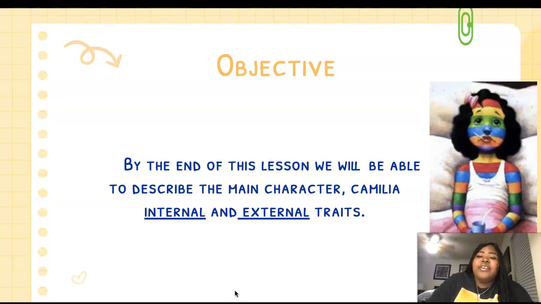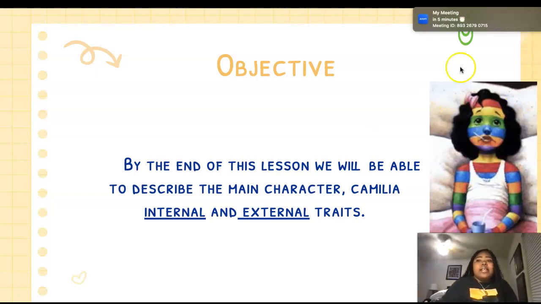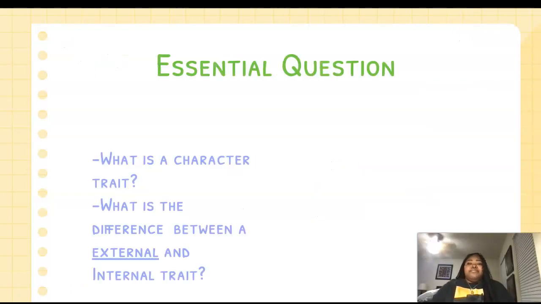So the objective for today, by the end of this lesson, we will be able to describe the main character Camila's internal and external traits. So as we remember, we read the book Inside Out, we will be able to go over her internal and external traits. So you may be asking, what is the internal trait? What is the external trait, Miss Sparrow? I don't know what that is. So this is what we're going to do, and we're going to go ahead and look at it today.